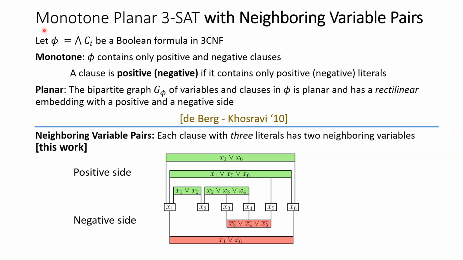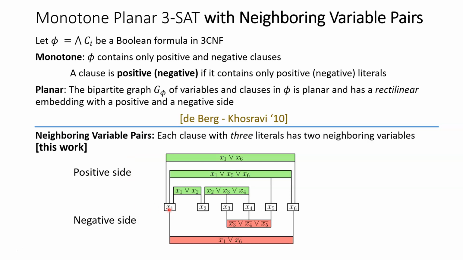So I'll start talking about monotone planar 3-SAT, which is the known NP-complete 3-SAT variant. By monotone, we mean that all the clauses are either positive, that is, they contain only positive literals, or they may only contain negative literals, such as the ones here below. And by planar, we mean that the formula can be drawn as follows.